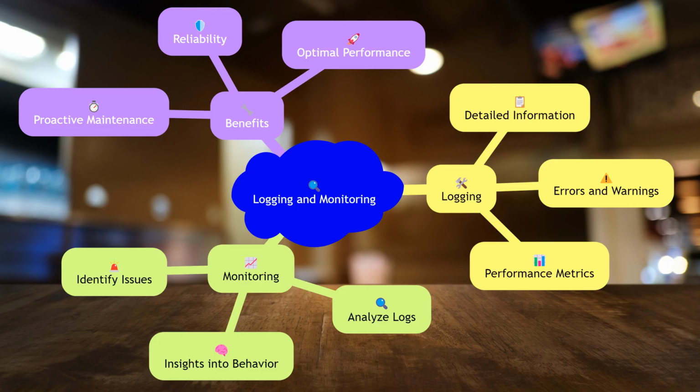Logging and monitoring are critical for maintaining the health and performance of your deployed model. By configuring logging, you can capture detailed information about your script's execution, including errors, warnings, and performance metrics. Monitoring tools can then analyze these logs to provide insights into the script's behavior and identify potential issues. Effective logging and monitoring enable proactive maintenance, allowing you to address problems before they impact the end users. This ensures that your model remains reliable and performs optimally over time.